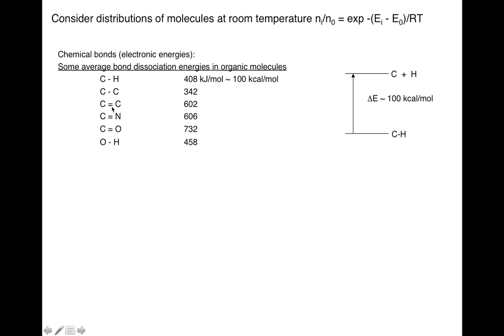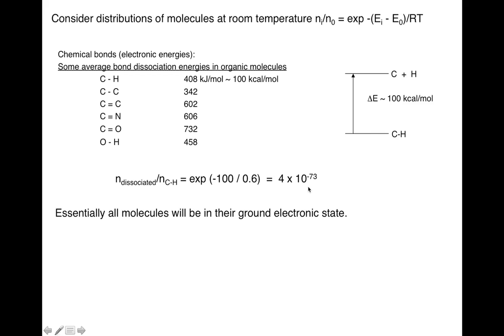A carbon-carbon double bond is about, you can see it, a little more, and so forth. So let's look at something that's about 100 kcals per mole. Okay, so the difference between the bonded energy and the dissociated energy, carbon plus hydrogen separate, is about 100 kcals per mole. So let's pop that into our little formula here. We can ask the dissociated energy, which will be this energy state, versus the ground state. The population is going to be e to the minus 100 kcal per mole divided by 0.6, that's RT at room temperature. So that's 4 times 10 to the minus 73.